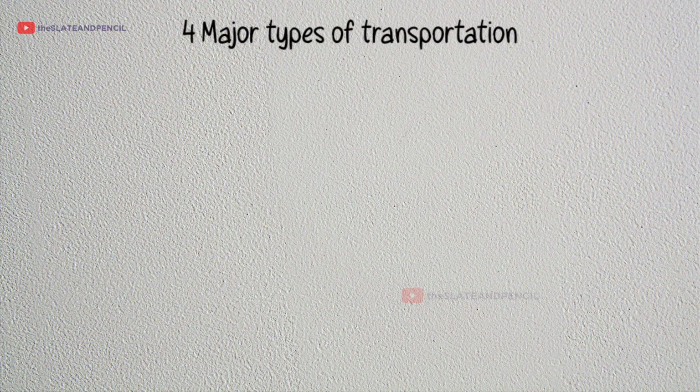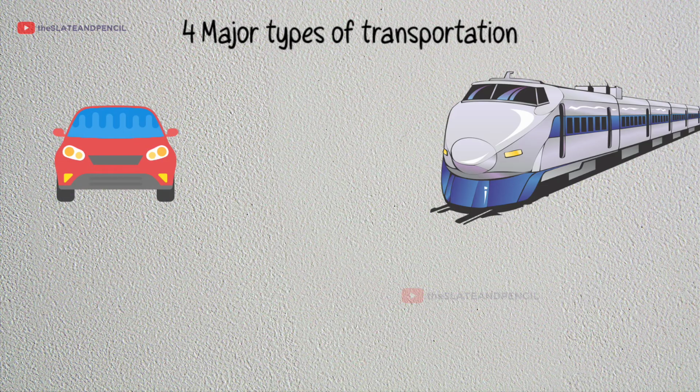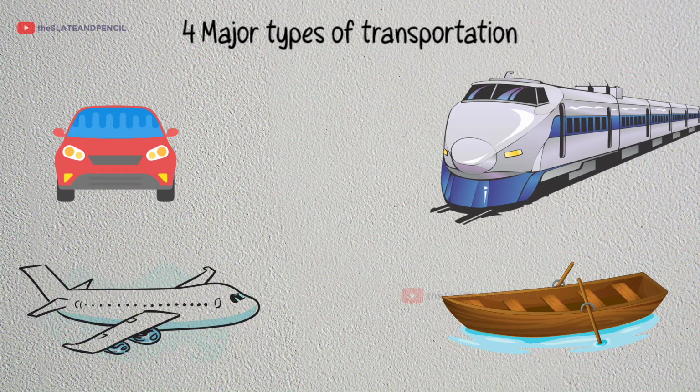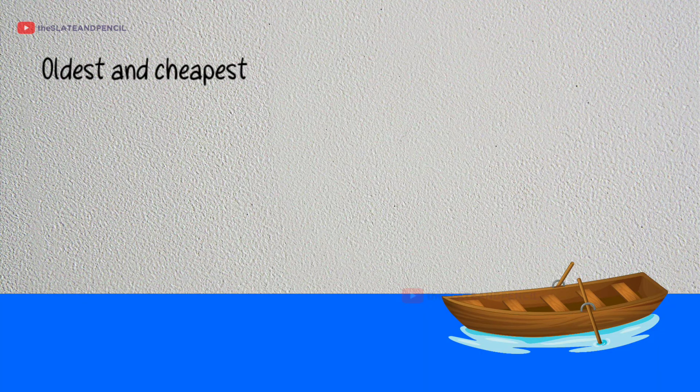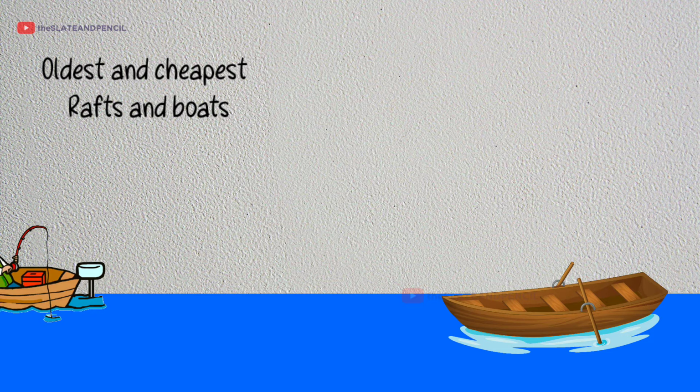There are 4 major types of transportation systems in the world. They are roadways, railways, waterways and airways. Waterways is the oldest and the cheapest form of transportation. We use rafts and boats to travel along the rivers.